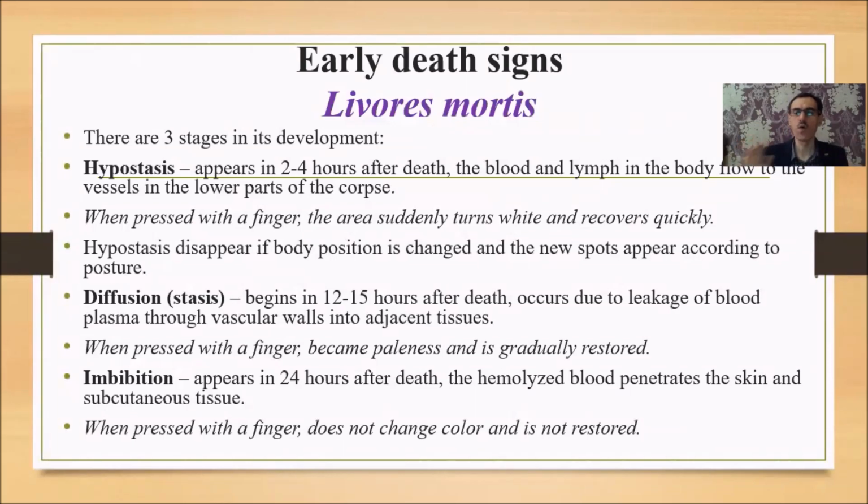Now we'll discuss the early death signs. First, the livores mortis, or livor mortis. The translation means the spots on cadavers. Why do they appear? They develop depending on the blood flow, because as you know, after death, all of the blood flows to which blood vessels? Who can answer me? After death, all of the blood in the body flows to the... You hear my question?